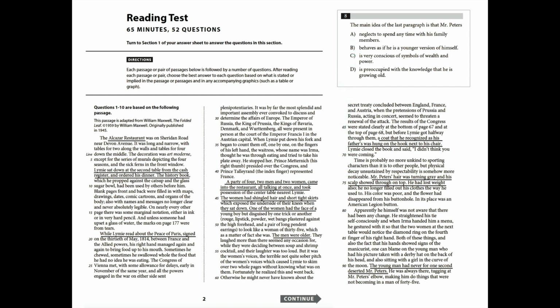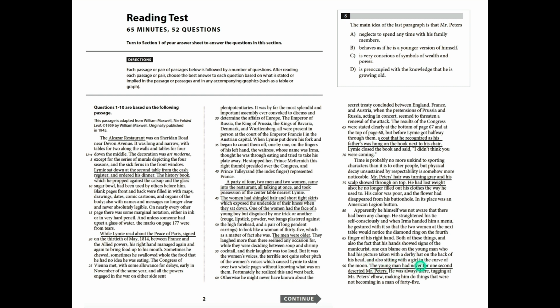The idea of the last paragraph is that Mr. Peters behaves as if he is a younger version of himself, okay? And that's indicated by these behaviors that he's doing, I guess to impress the waitress and the women at the next table. And it's emphasized here in the last two sentences.